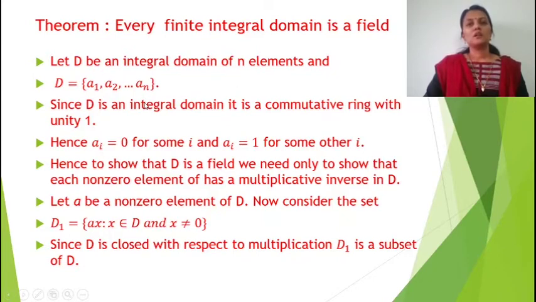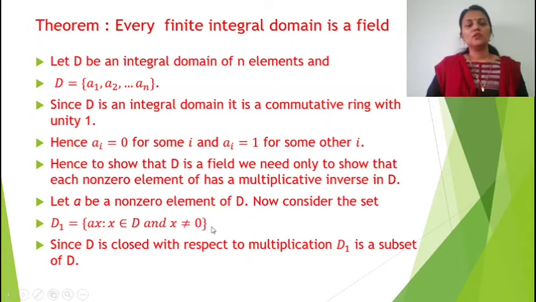0, and one of these a1, a2, etc. an is 1. So to show that D is a field, we need only to show that each non-zero element of D has a multiplicative inverse in D. So choose that non-zero element as A. Let A be a non-zero element of D. Now consider the set D1 equal to the set of AX, where X is an element of D and X is not equal to 0.